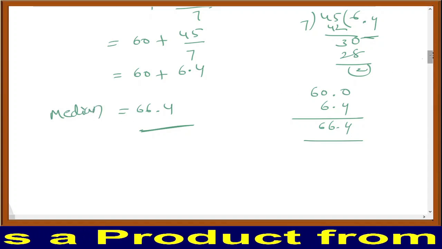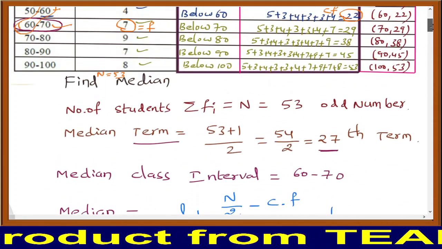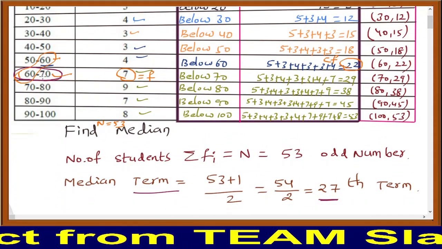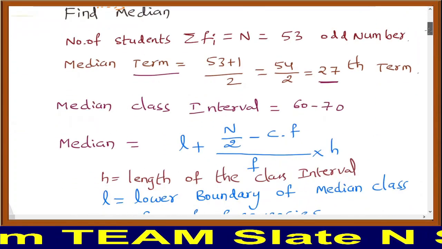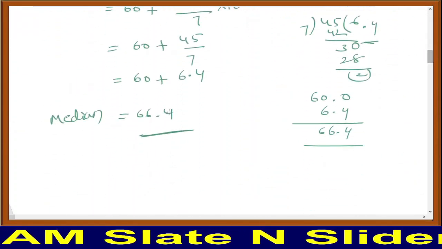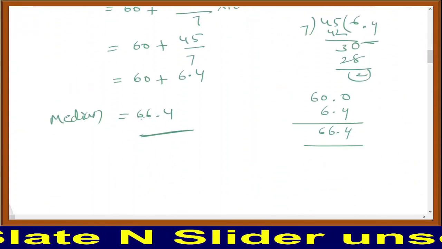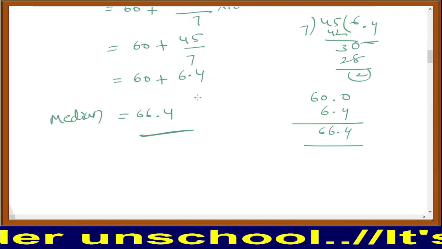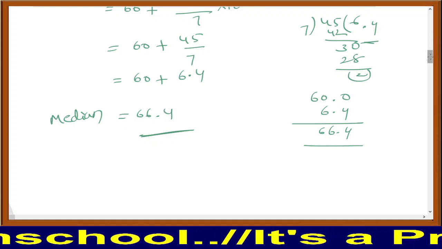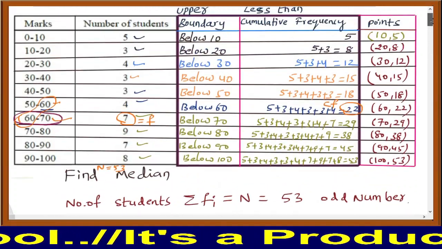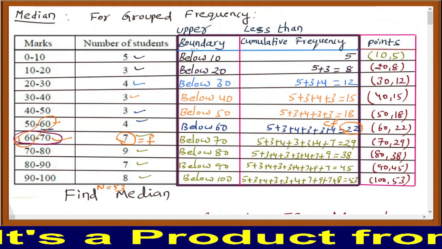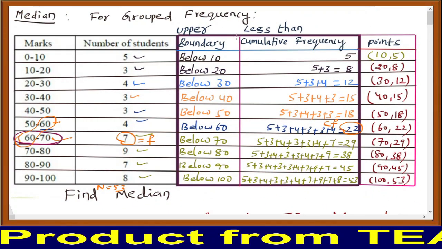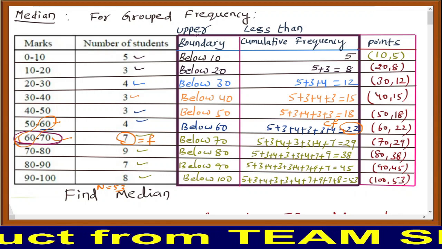In the beginning itself we said that the median class will be 60 to 70. Now we got the median as 66.4. So, this lies between 60 and 70. Like this you have to find the median of a grouped frequency distribution table. There is another method to find the median.